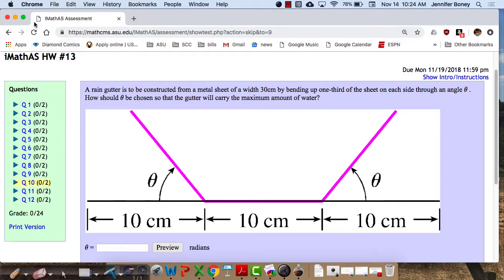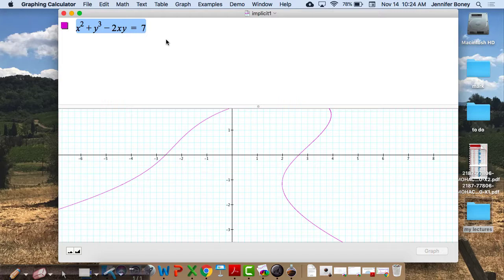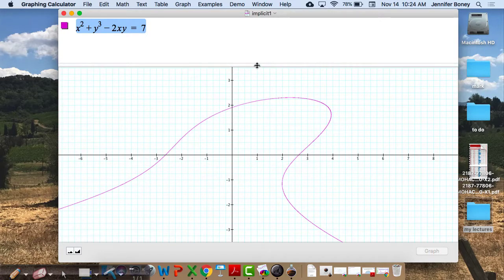So in any case, here, let me just show you what we're going to be talking about on Friday, because we've just got a few minutes left today. Let's see. So here's a funky curve.